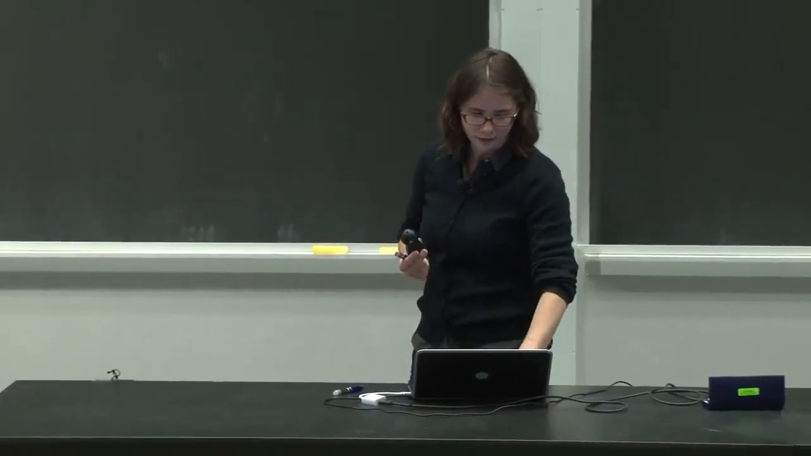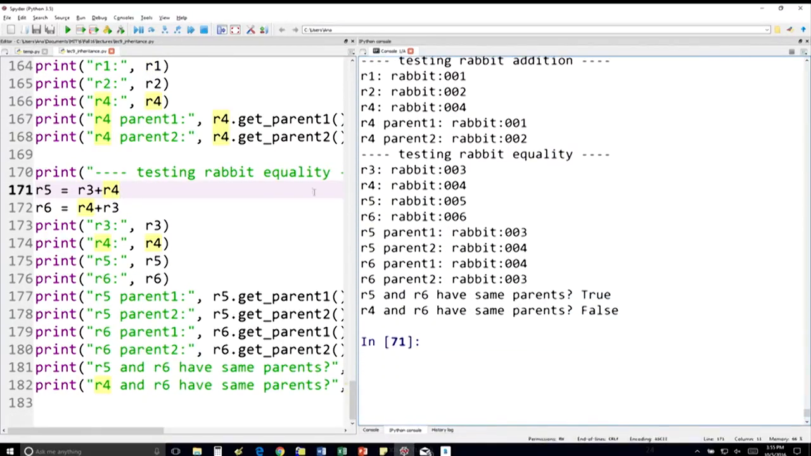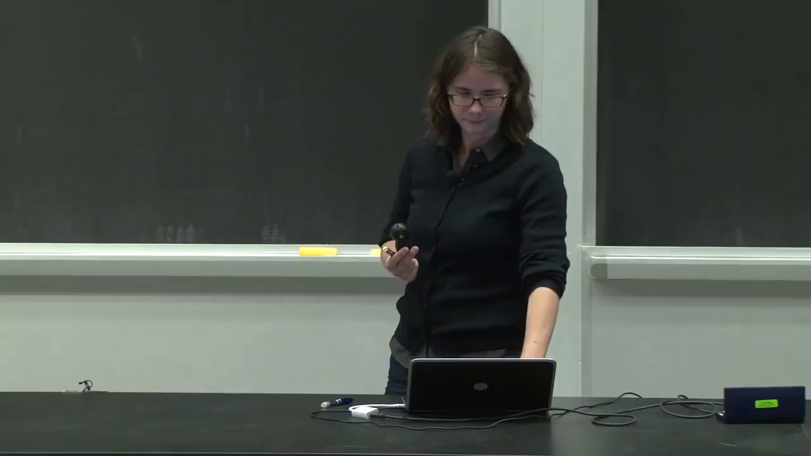The code in the lecture here shows you some tests about whether rabbits have the same parents, and I've created new rabbits here, R3 and R4, the addition of those two. R5 and R6 are going to have the same parents down here, true, but R4 and R6 don't.